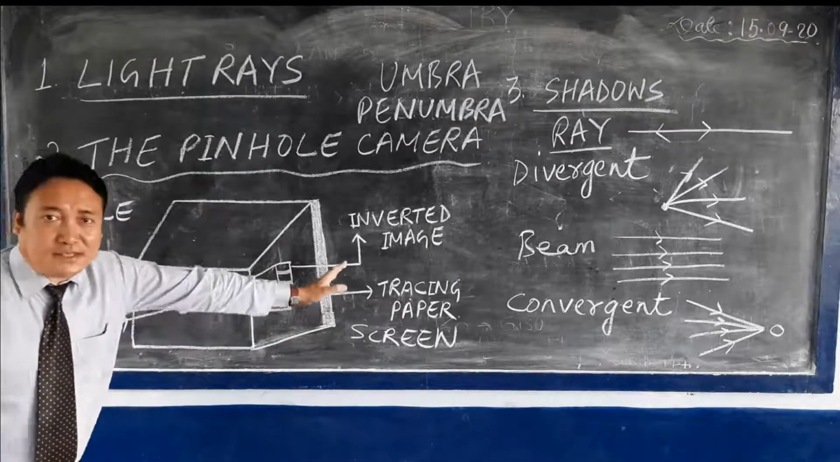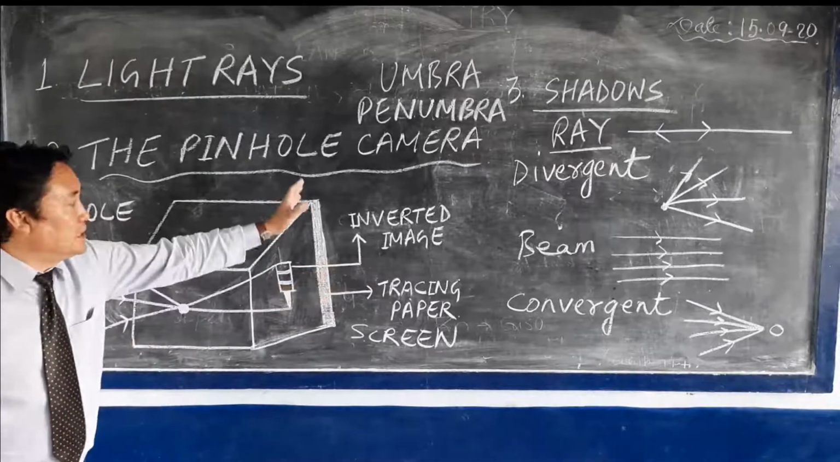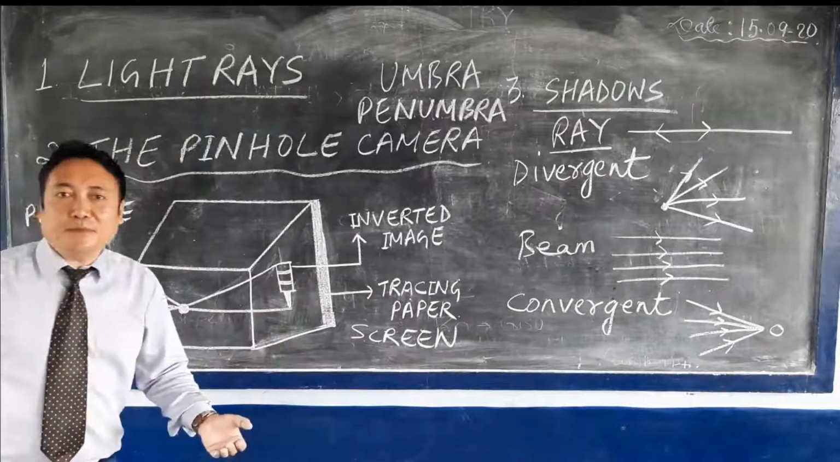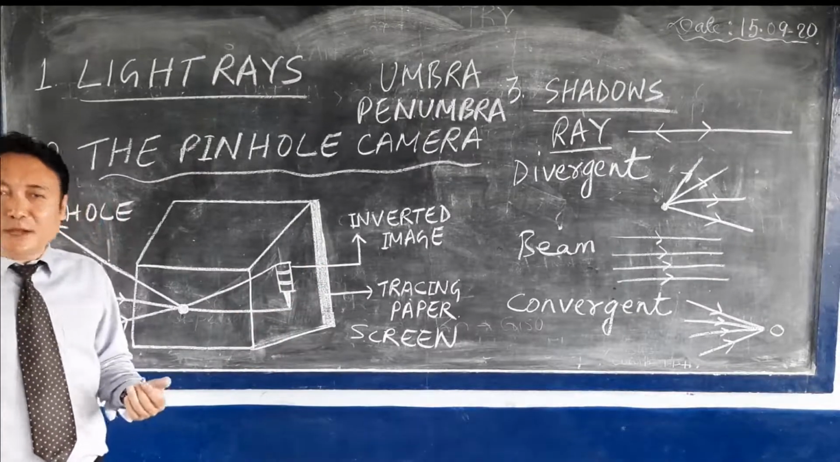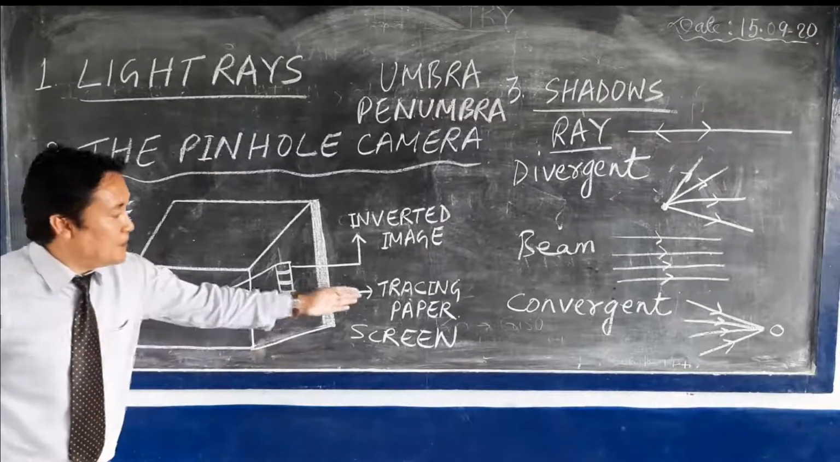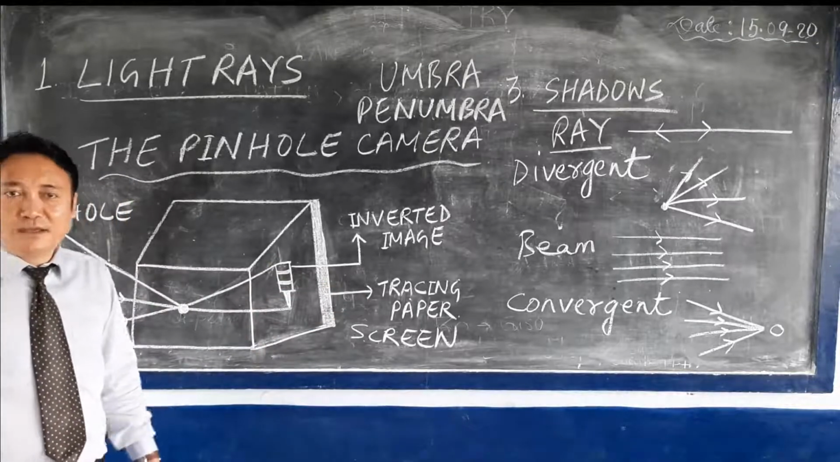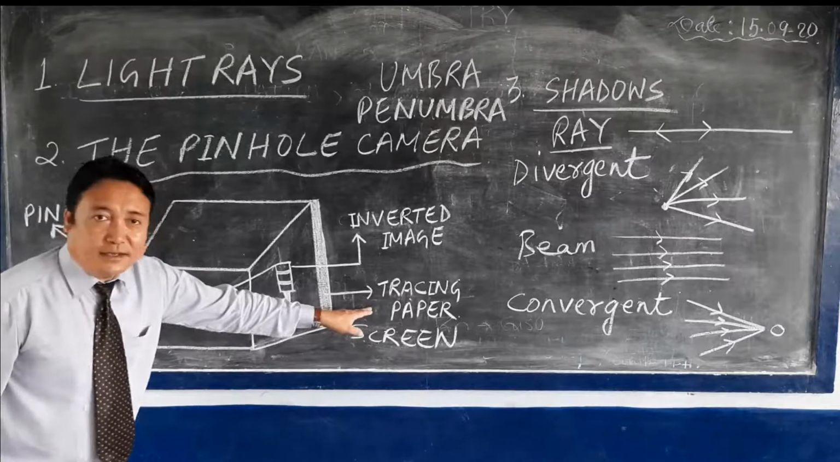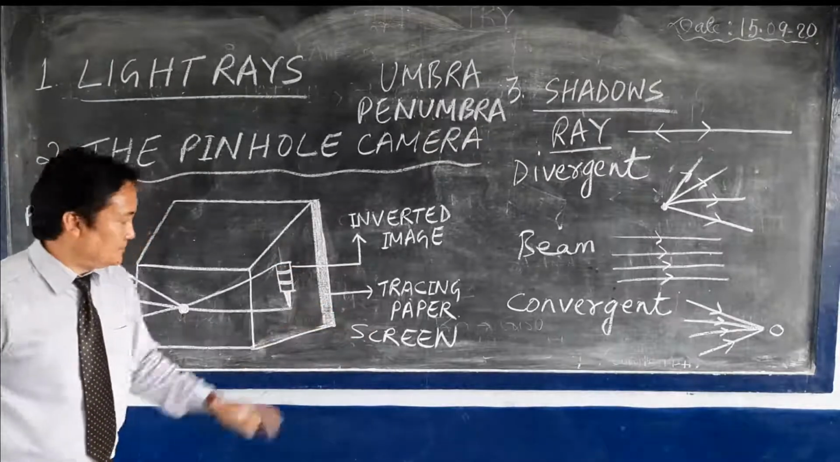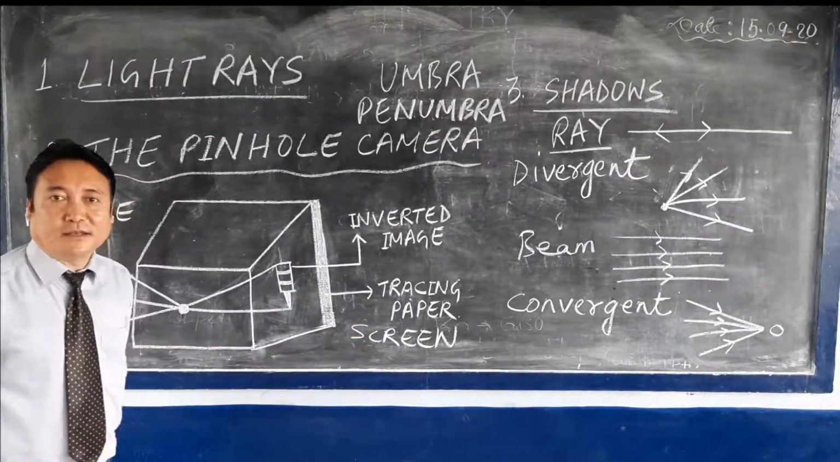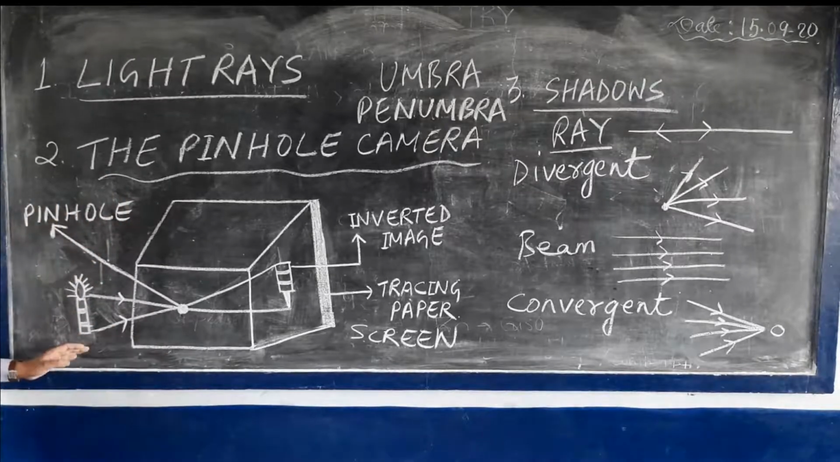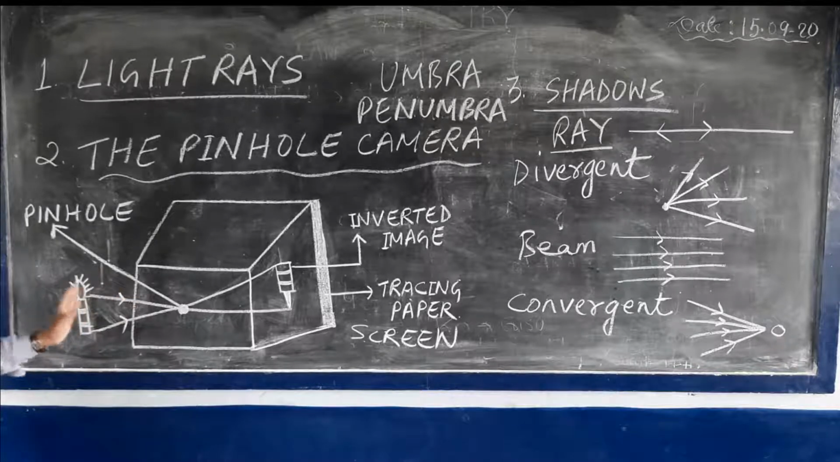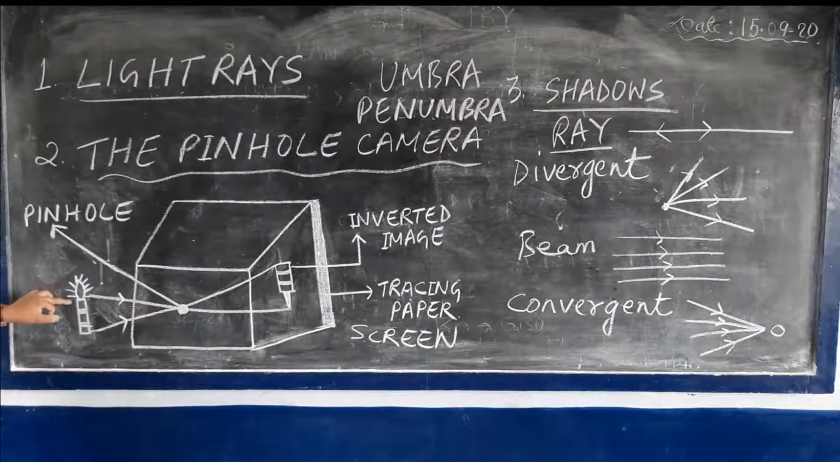And at the back side of this rectangular box, you will keep a screen. That screen can be a white sheet of paper, or a white cloth, or a tracing paper. Anything can be. Okay, but here I have taken a tracing paper as a screen. Now what you do is you keep the source of light, that is a lighted candle, in front of the box, in front of the pinhole. And from this burning candle, the light can travel in all the directions in a straight line.